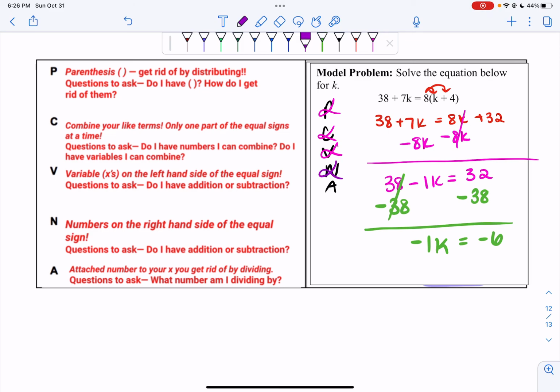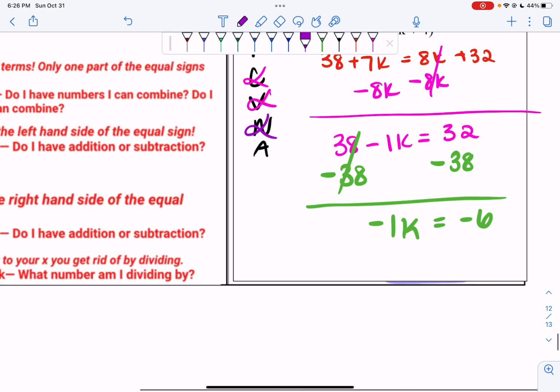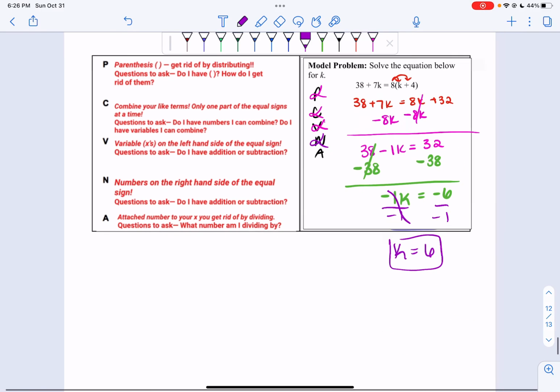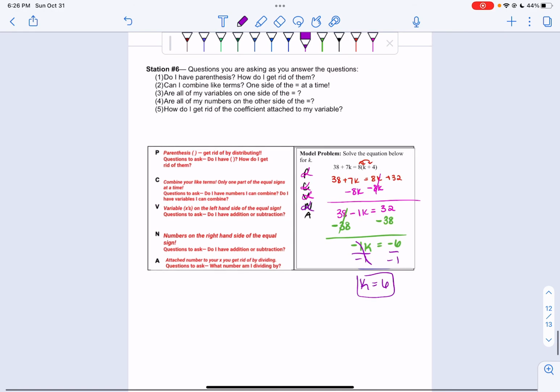The attached number to your variable you get rid of by dividing. So I'm going to divide by -1. Divide by -1. This gives me k is equal to 6, because a negative divided by a negative is a positive. And that's how you approach this station.